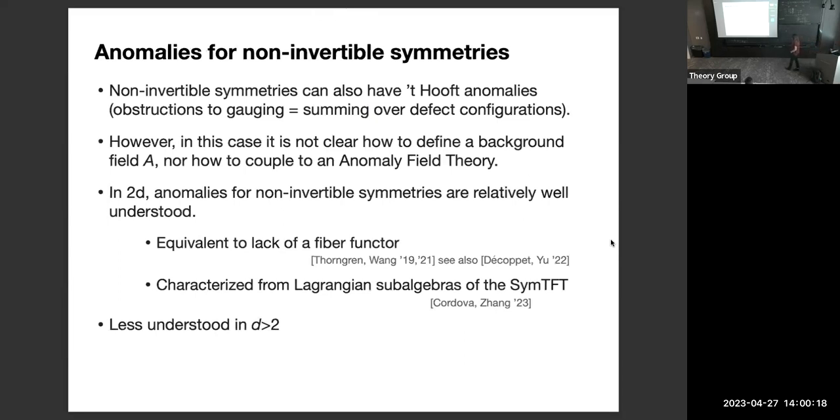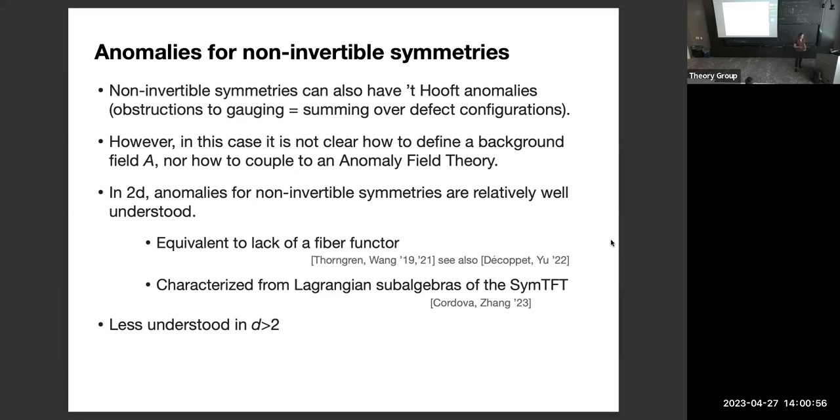Now, okay, so that's all pretty standard. Now we're interested in non-invertible symmetries, and these can also, of course, have 't Hooft anomalies. And by 't Hooft anomaly, I mean what I said on the previous slide. I mean an obstruction to gauging. So gauging in the sense of, I sum over defect configurations, or I insert a network of my defects which generate the non-invertible symmetry, which satisfy these non-invertible fusion rules, and an obstruction to doing so, I would call a 't Hooft anomaly.